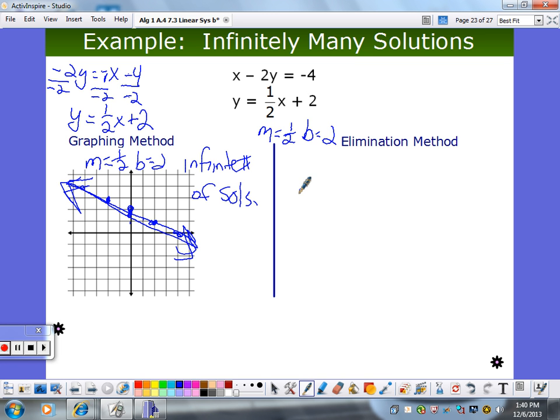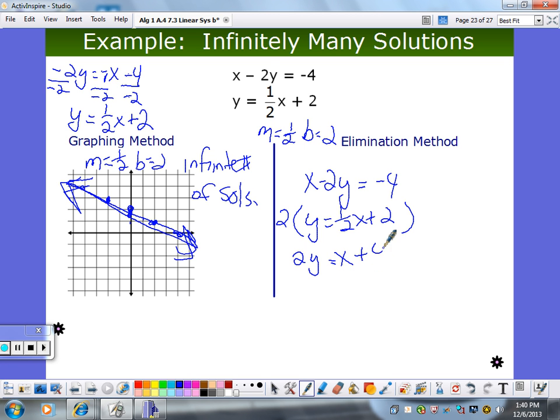Now, if you were to use the elimination method, like say, okay, go ahead, solve this. Because sometimes you don't know what it is at first. So I'm seeing that y equals half x plus 2 right away. I'm like, I don't want a half. How can I get rid of that before I even start? Multiply everything by 2. So I get 2y equals x plus 4, right?